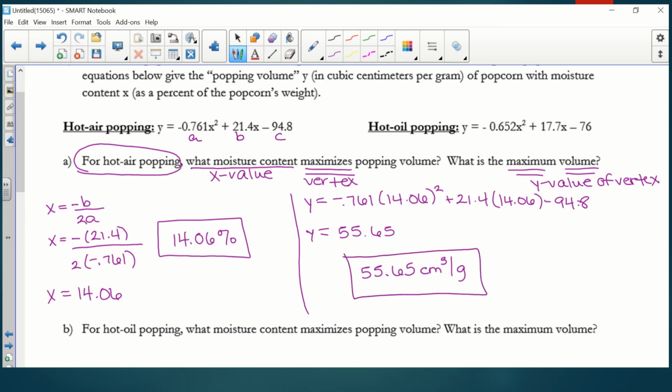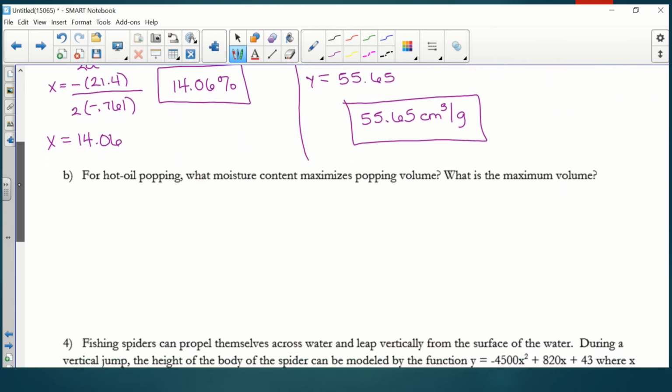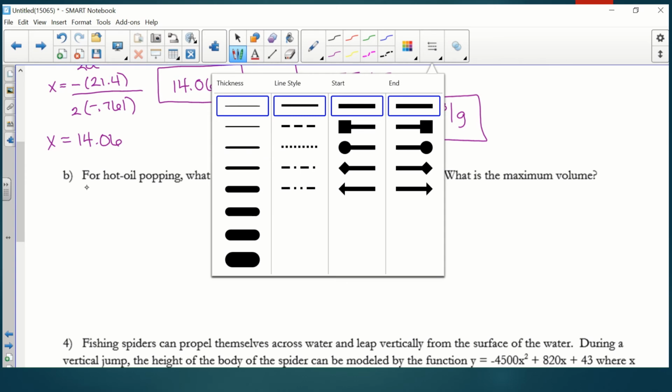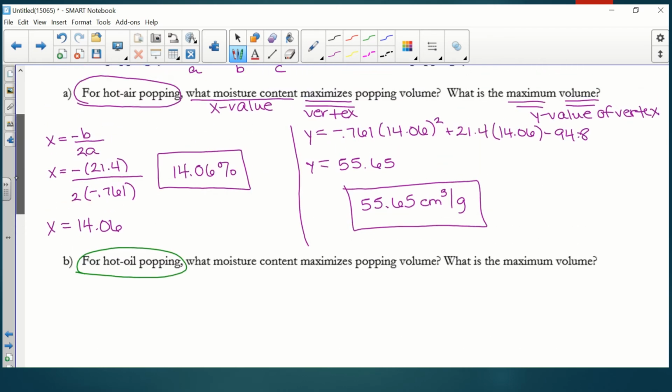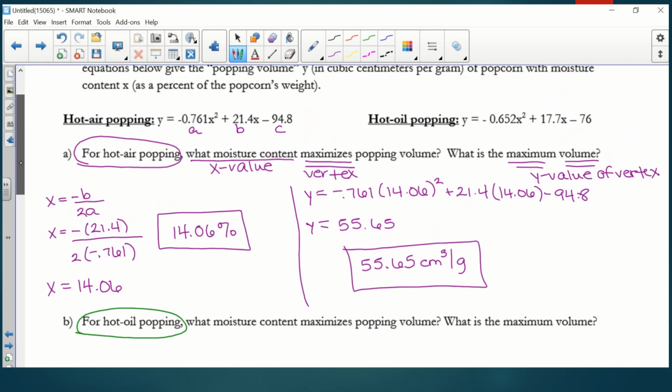Okay, so this is going to be our vertex. This is the maximum moisture content and volume. All right, looking at B for hot oil popping. Let's switch it up a little bit here. For hot oil popping now, we're going to use the second equation that was in our problem here.